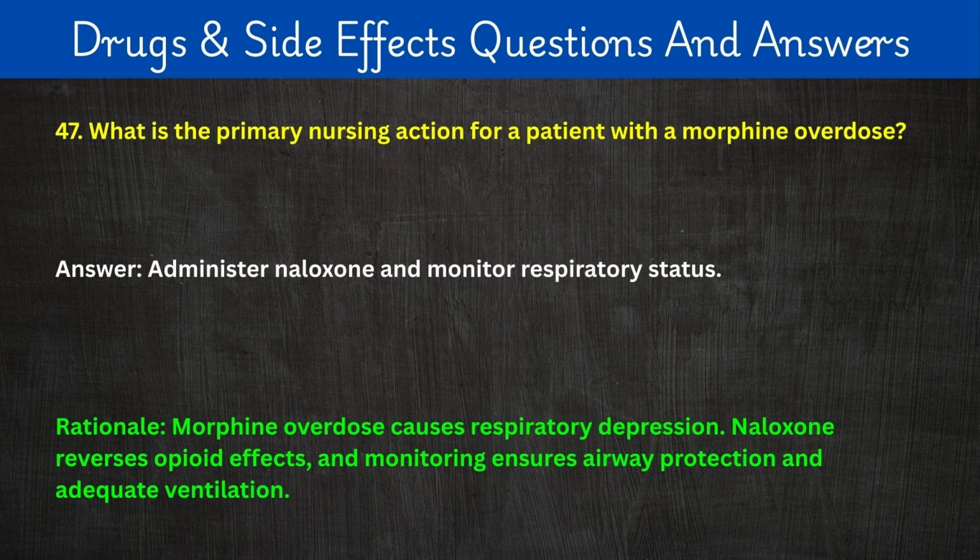47. What is the primary nursing action for a patient with a morphine overdose? Answer: administer naloxone and monitor respiratory status. Rationale: morphine overdose causes respiratory depression. Naloxone reverses opioid effects, and monitoring ensures airway protection and adequate ventilation.